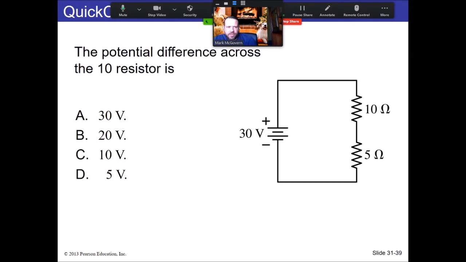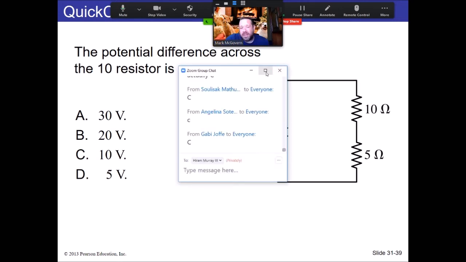What is the potential difference across the 10 ohm resistor? Now, this is leading into a discussion here. So let me know what you think. I don't think you know.